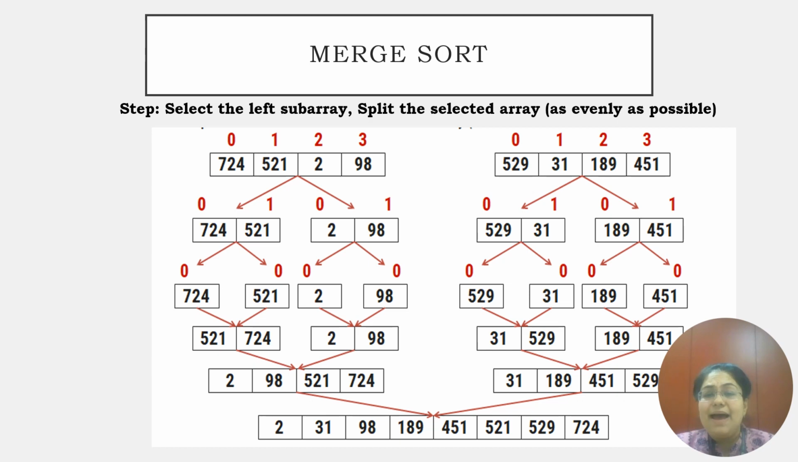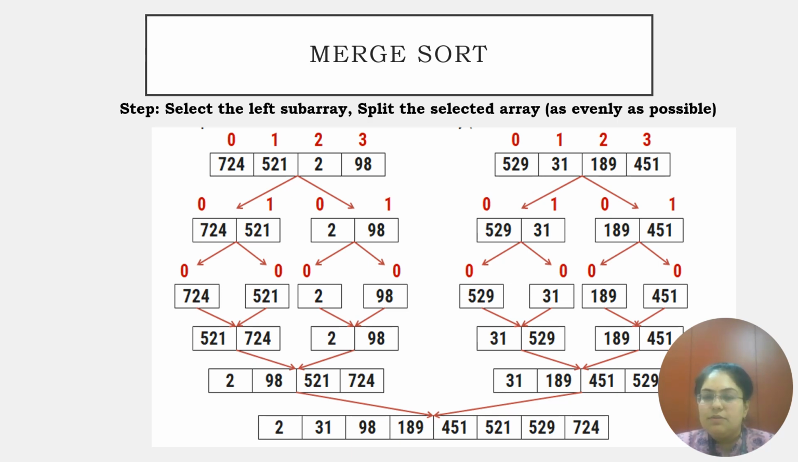As we compare these two arrays, we get one single array with these 4 elements together, and the sequence will be 31, 189, 451 and 529. So the left hand side and right hand side sub arrays are already sorted. Now we are going to merge these arrays into a single array.